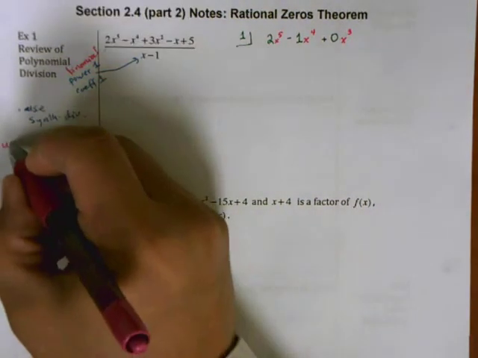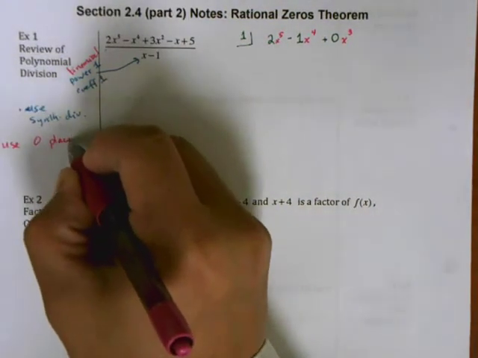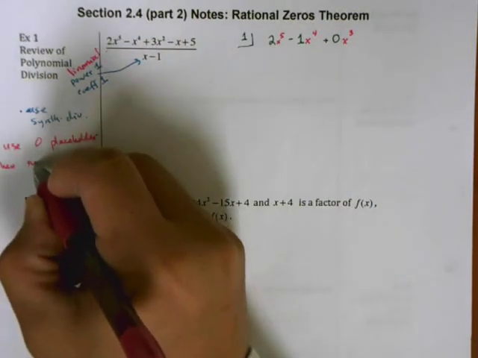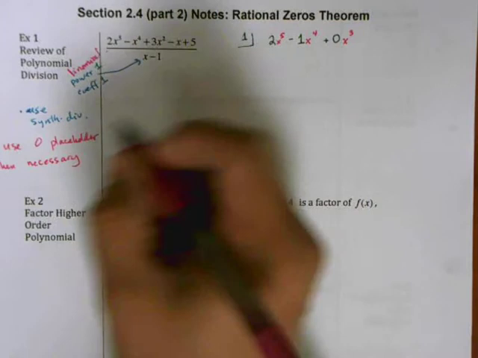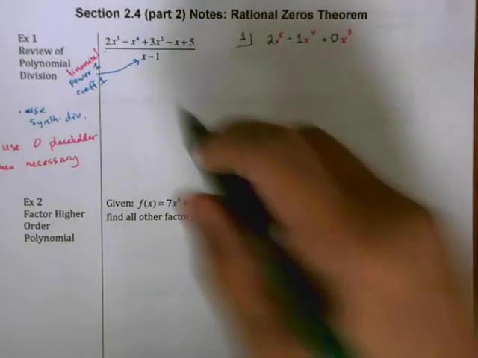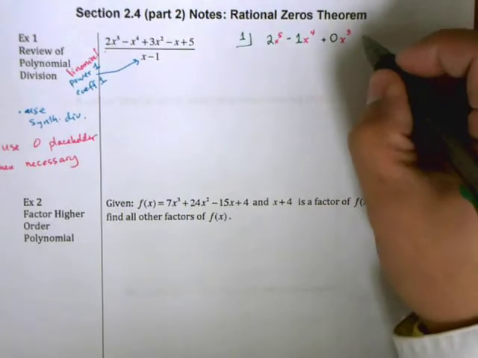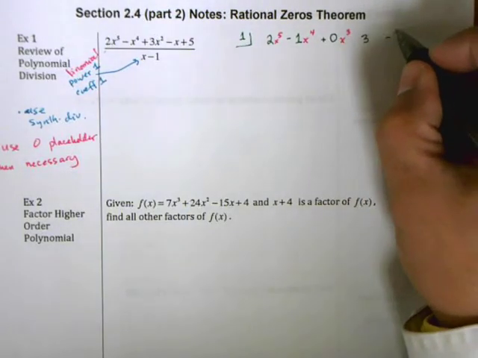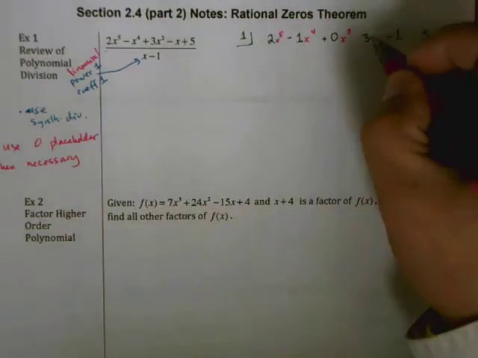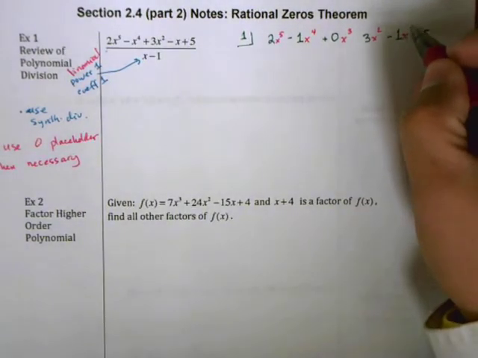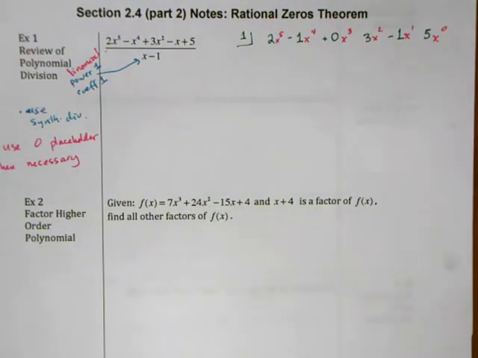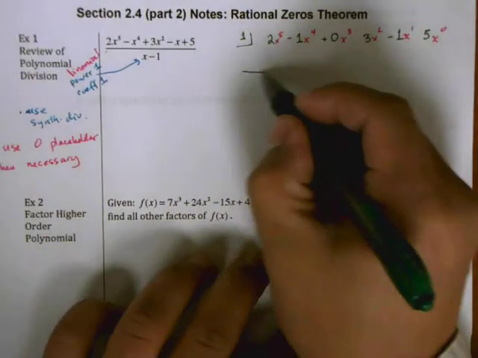So we need to use 0 placeholders when necessary. So we need to have all the powers here. Then this is 3x squared, -1x, and then 5 out here is our constant. So I'll write this out. This is 3x squared, -1x to the first, 5x to the 0. So all of the powers have to be accounted for. Okay, and then we can do our division.